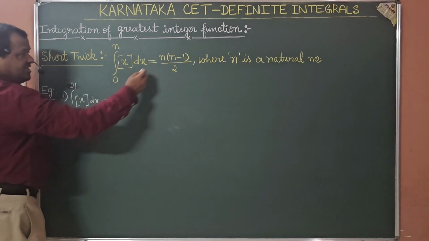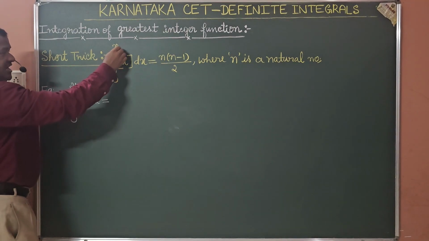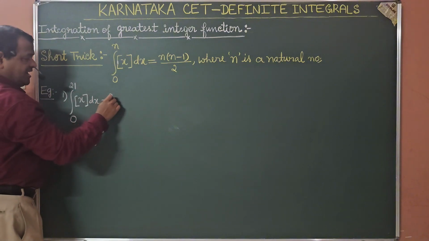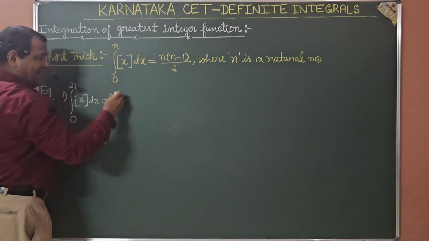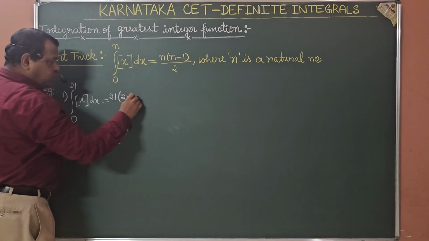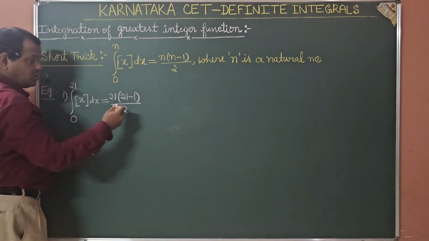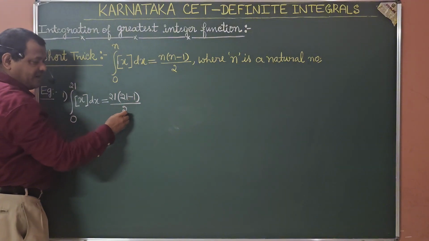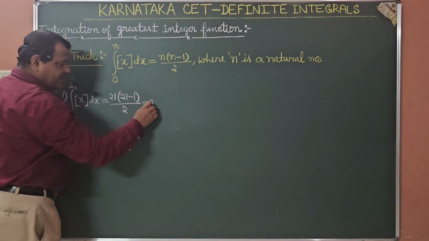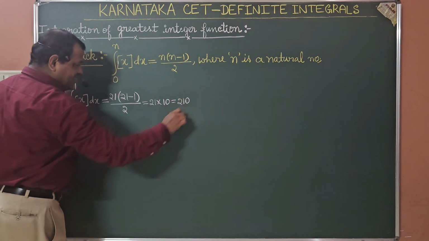Then your answer is, compare the formula with the given question. Say n is 21. Therefore, where n is there, on the right hand side as well, I will put 21. 21 into 21 minus 1 divided by 2. So 21 minus 1 is 20, 20 by 2 is 10. So 21 into 10, so the answer is 210.